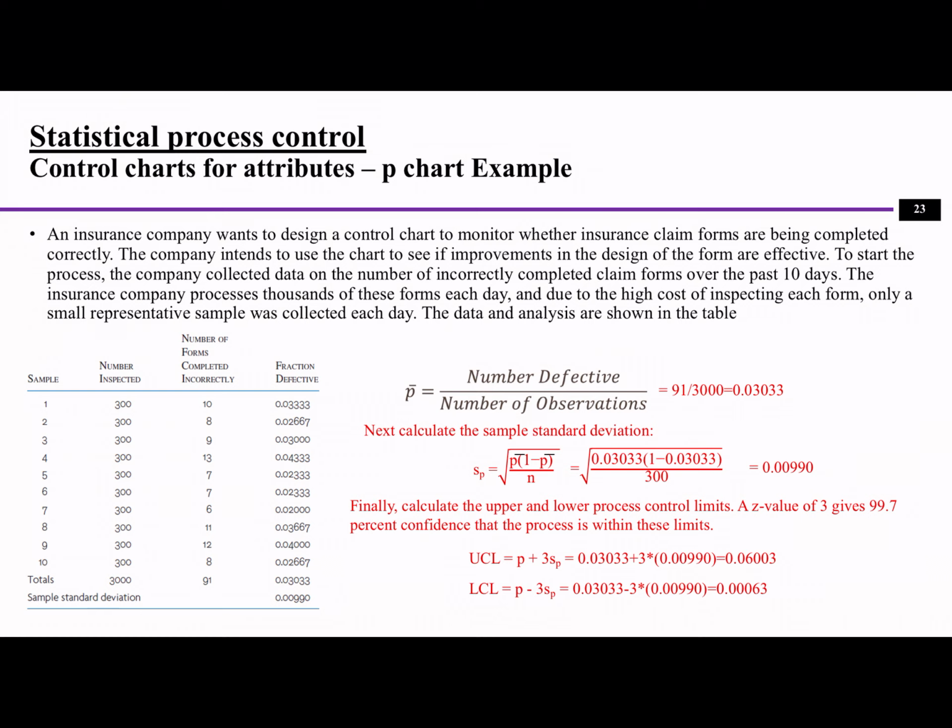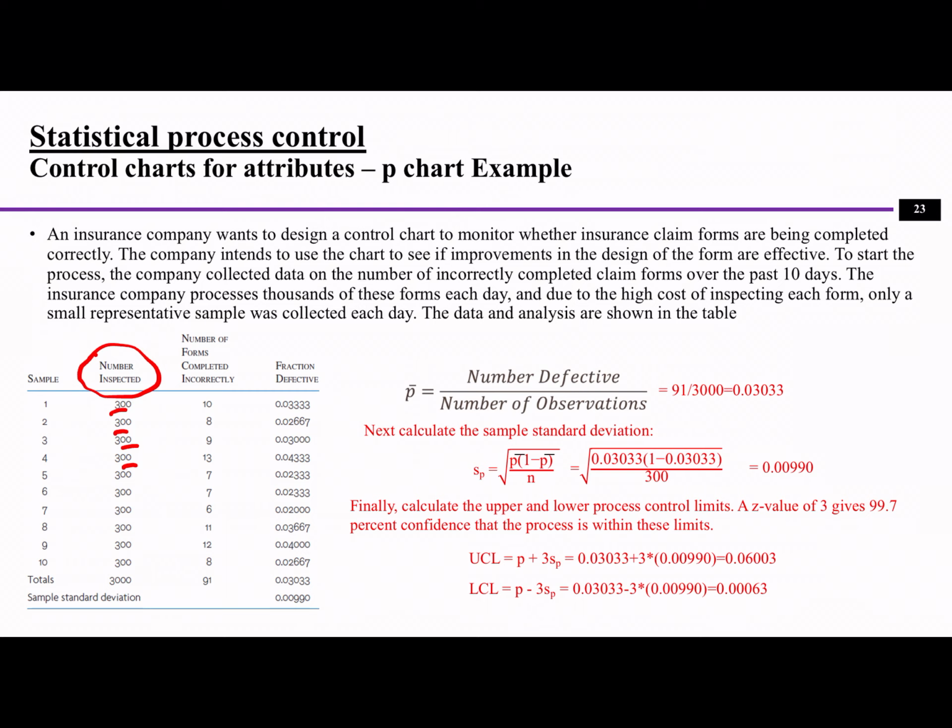10 days. And the insurance company processes thousands of forms each day, and due to the high cost of the inspection of each form, only a small representative sample was collected each day, right? Small size. What is the size? You can see it's number inspected each day. 300. So we know that sample size is 300.